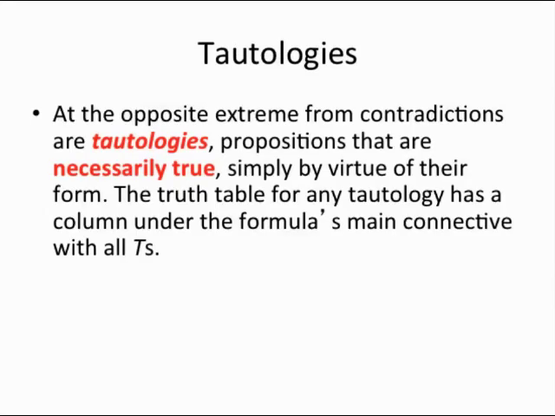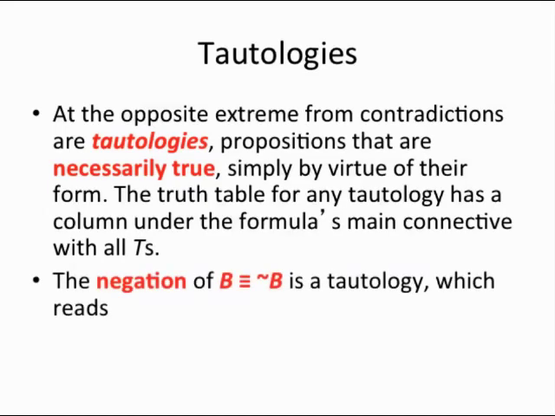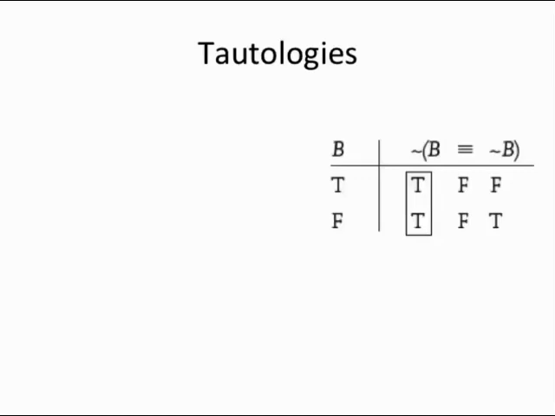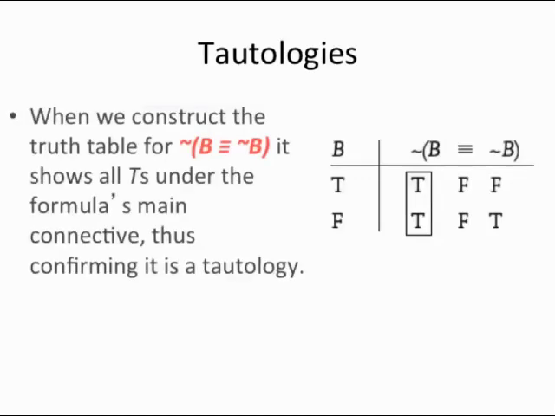Tautologies are the opposite of contradictions. They are propositions that are necessarily true, as in the negation of this biconditional. You'll recognize it as the negation of the contradiction we just examined. Here's the truth table for the tautology. As you can see, it's all T's beneath the main connective.